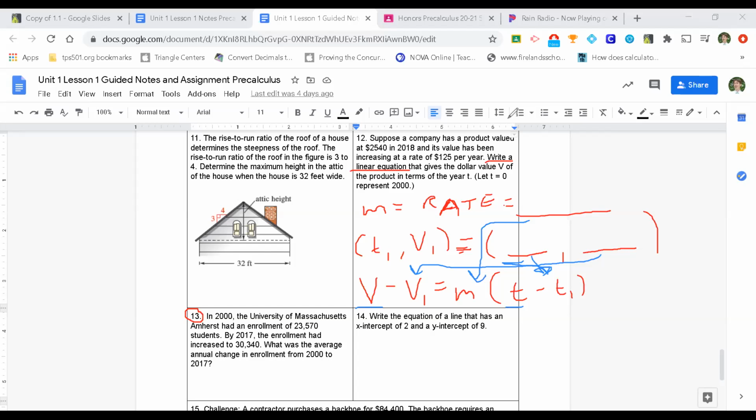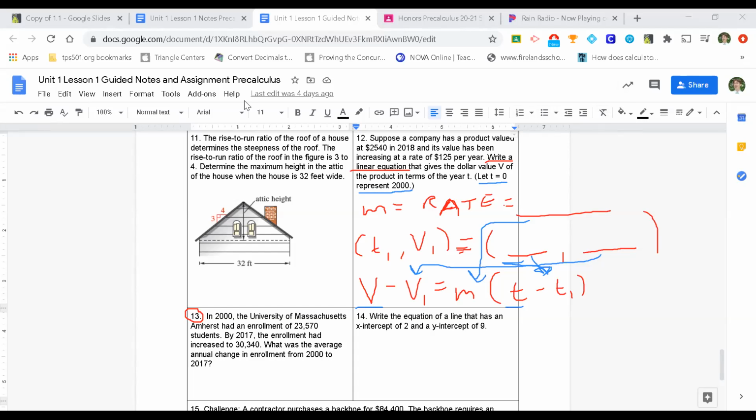And note, again, let T equal 0 represent 2000. So this number is not going to be 2018. Does that make sense for number 12, or do you need more? I get it. Okay, cool.